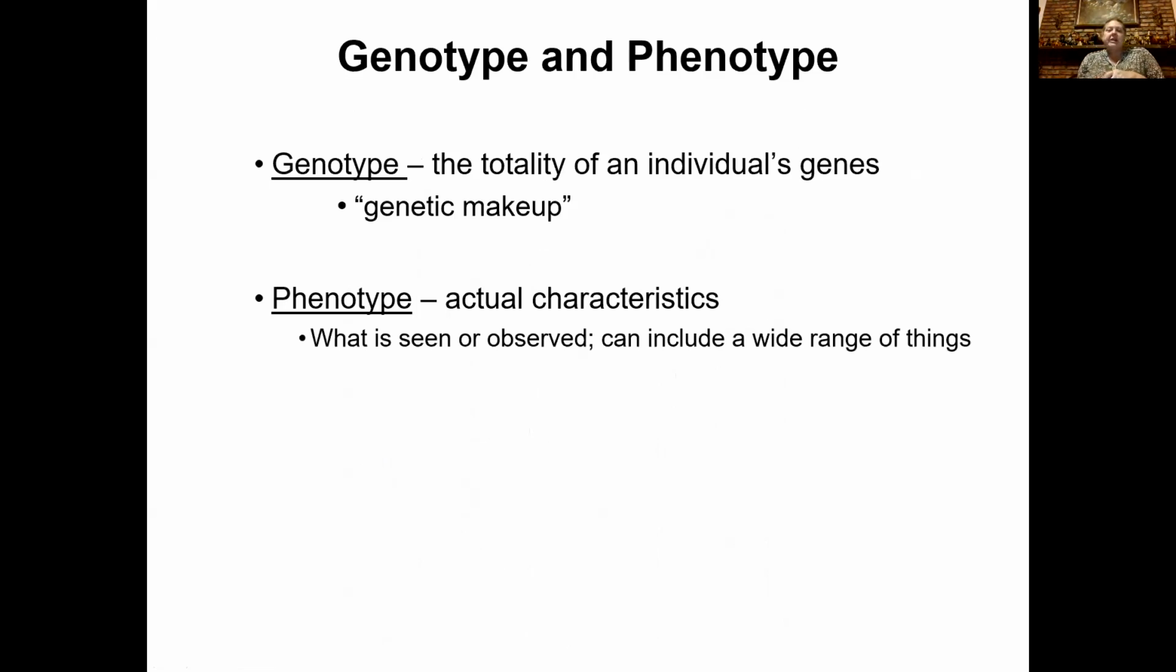Two important terms you're going to need to know: genotype and phenotype. Genotype is your genetic makeup. It is the total of the individual's genes. In other words, along those DNA strands, those little segments are our individual genes. That's our genetic makeup. A phenotype is the actual characteristics that you see. That's what is seen or observed, and it can include a wide variety of things.